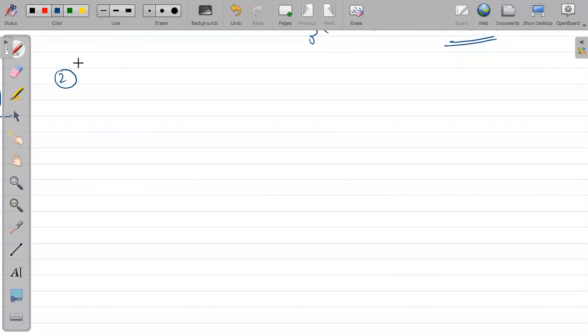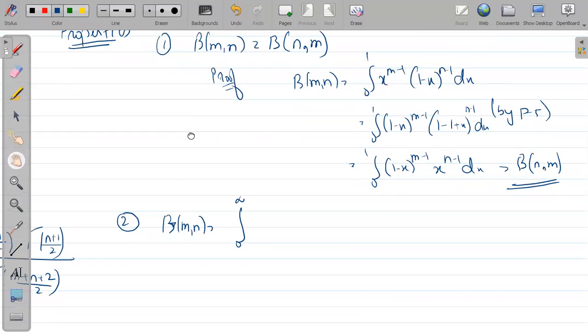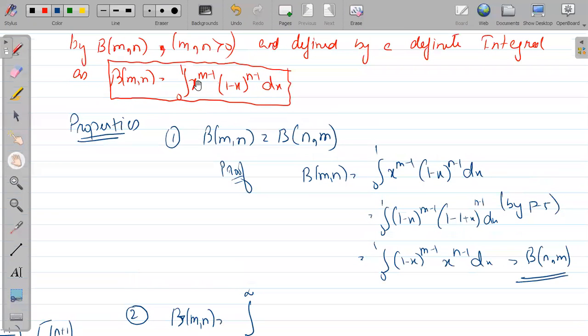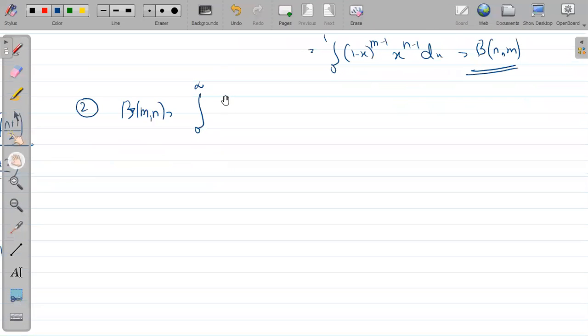Property number 2 is very important: the different form of definition of the beta function. Beta(m, n) can also be written as an integral from 0 to infinity. Here the limits are changed. In the original definition of the beta function, the limits are 0 to 1. In this definition, the limits we are writing are 0 to infinity. And we will be proving it.